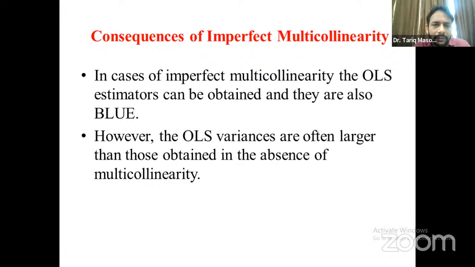Near multicollinearity. Okay. So in case of near multicollinearity, the OLS estimators can be obtained, and you can get estimates. There is no problem with respect to estimation. Ultimately, you will get some values of the estimator, and they are BLUE. They are best, linear, unbiased, and efficient. However, the OLS variances are often larger than those obtained in the absence of multicollinearity. So there may be a slight increase in the variances of OLS.